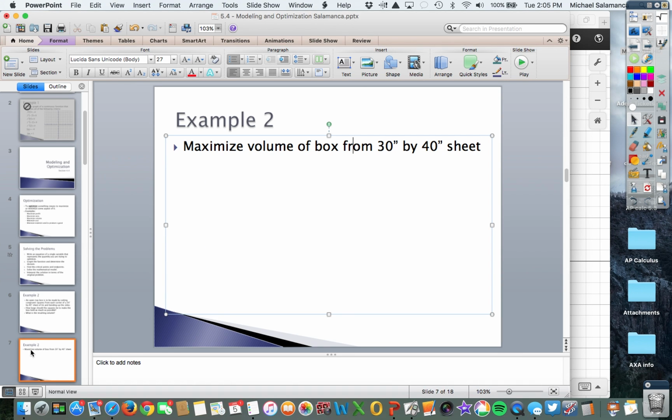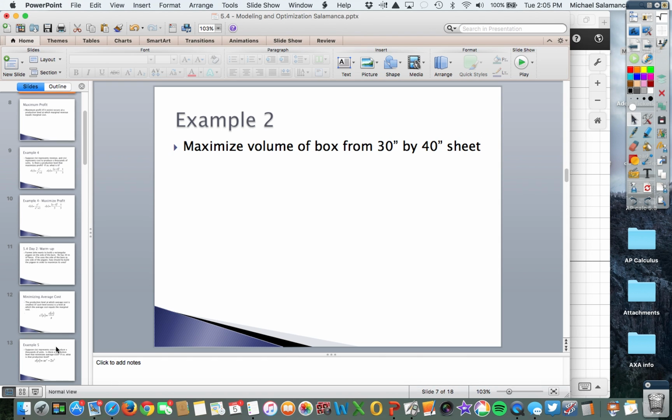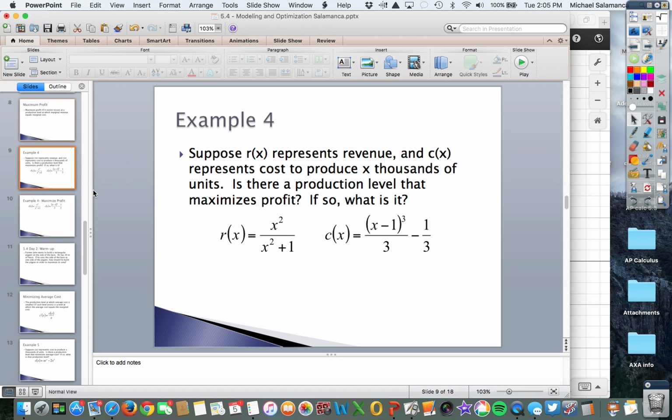let's look at another problem. When we want to maximize profit, if it exists, maximizing profit occurs at a production level at which the marginal revenue equals the marginal cost. So the marginal revenue has to be equal to the marginal cost.